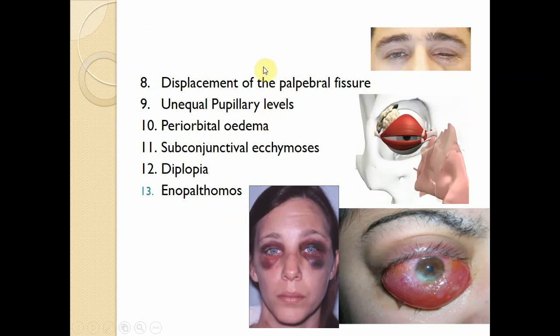Then displacement of the palpebral fissure. If you check the palpebral fissure, there will be displacement, and clinically you can see there will be unequal pupillary levels, because the level of the pupil will change, because the zygomatic bone is attached to some of the orbital muscles.